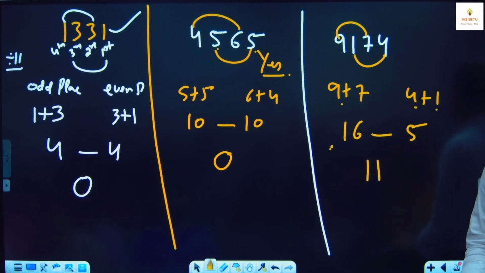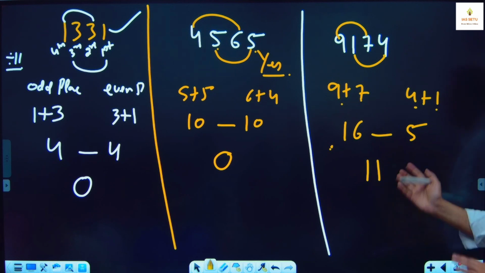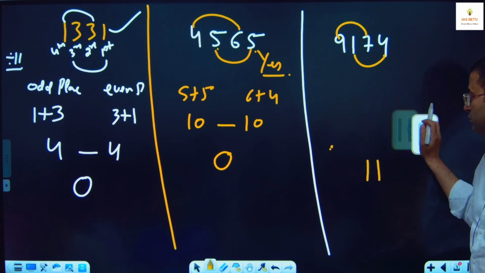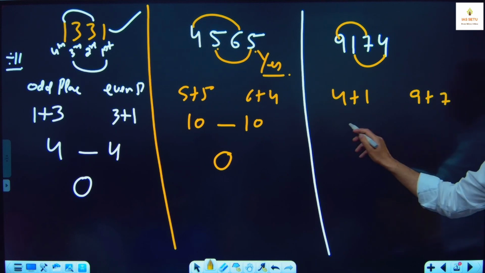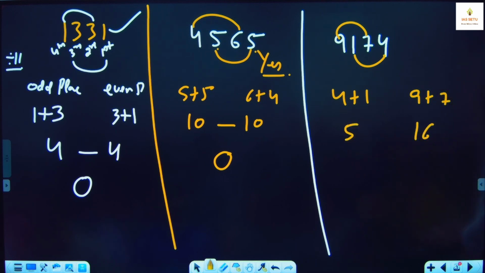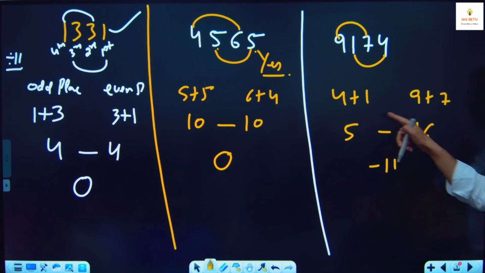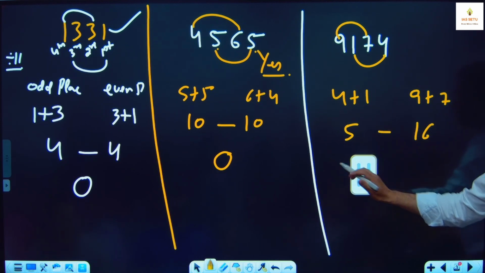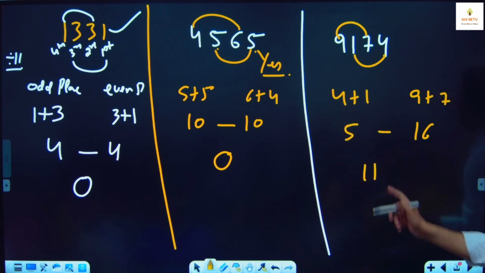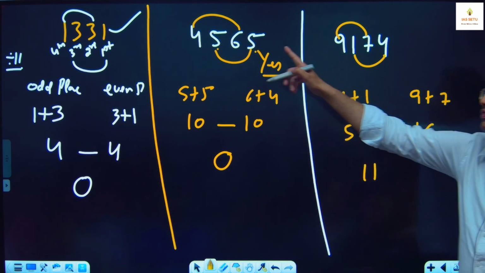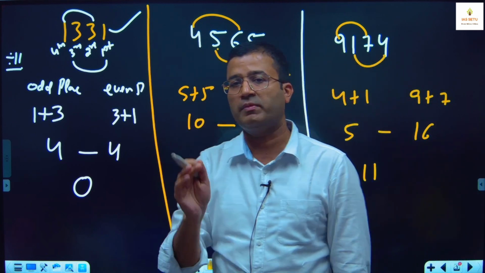What is their difference? 11. But don't worry, some students write it the other way around, it makes no difference. 4 plus 1, 9 plus 7, they get 5 here, they get 16 here, and they write minus 11. What you do is larger number minus smaller number. 16 minus 5 you get 11. If your difference is 0, 11, or a multiple of 11, then that number is divisible by 11.